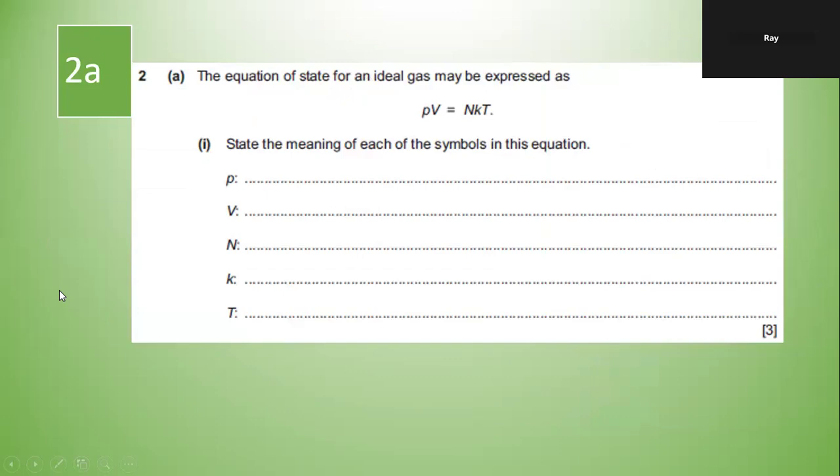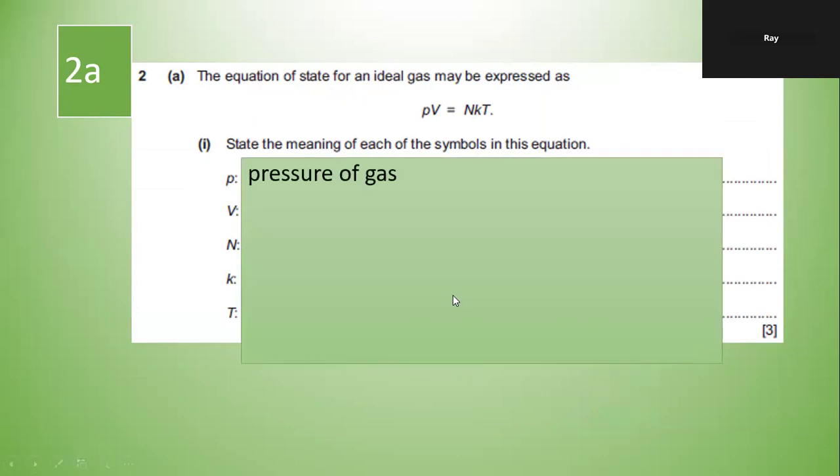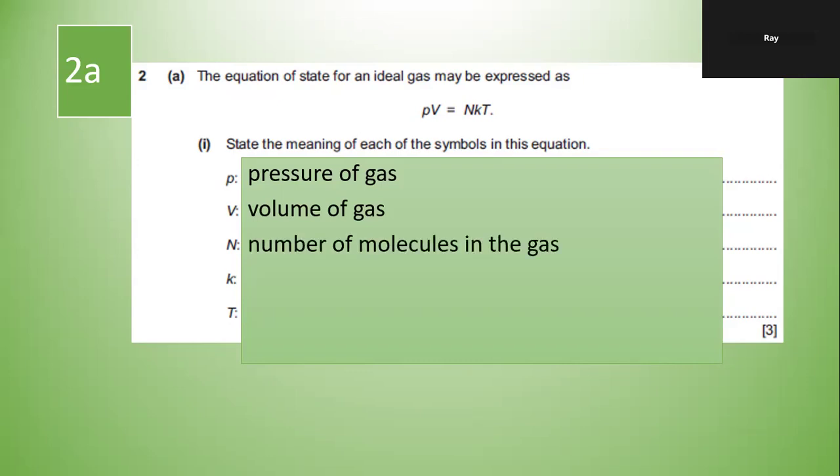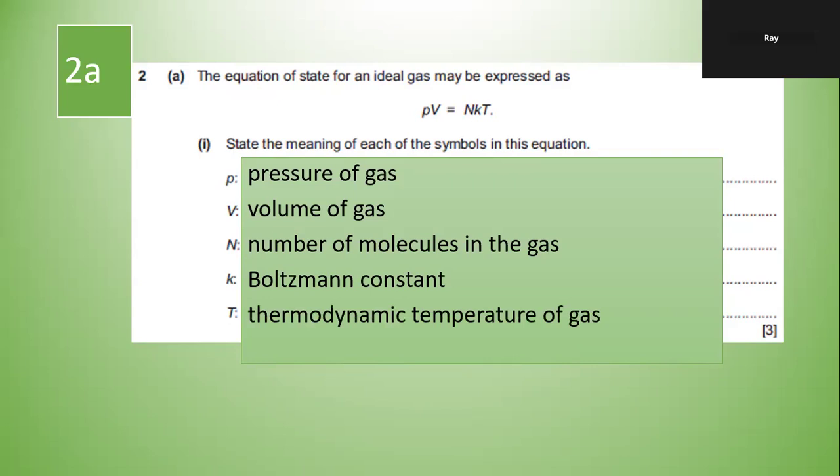Okay, what is P? Now, P is the pressure of the gas, V is the volume of the gas, N is the number of molecules in the gas, k is the Boltzmann constant, T is the thermodynamic temperature of the gas.